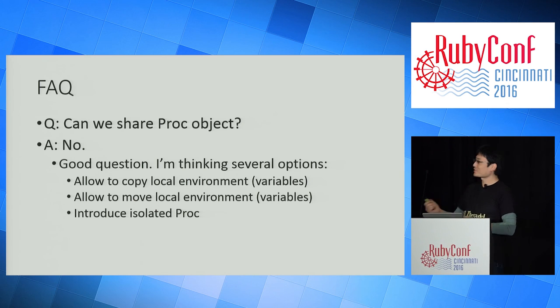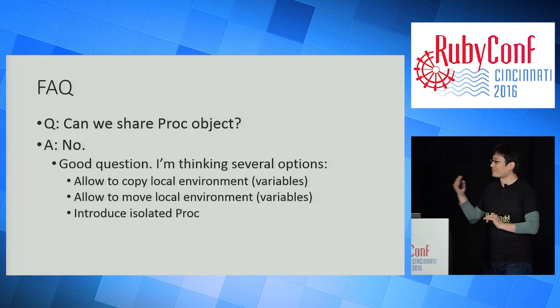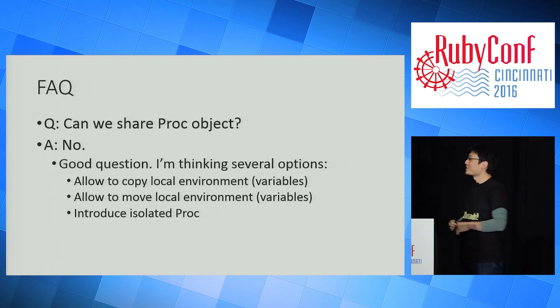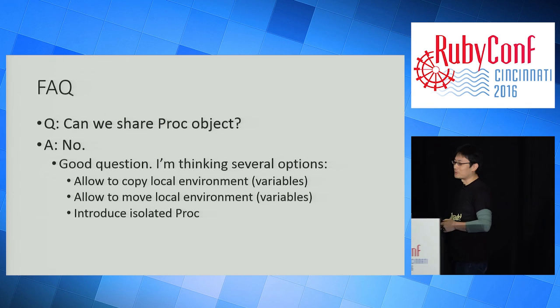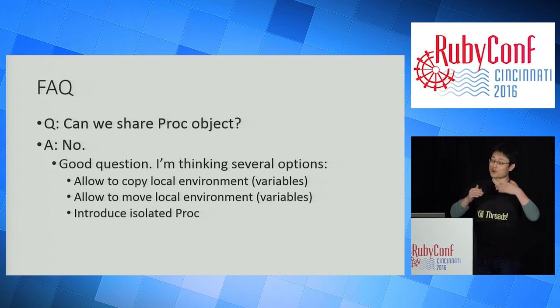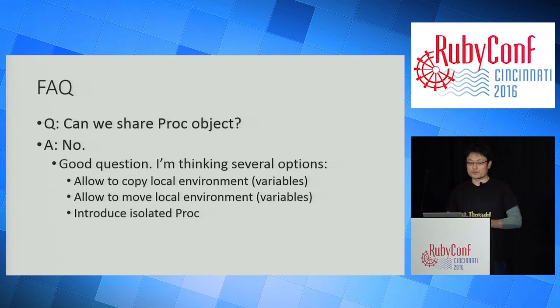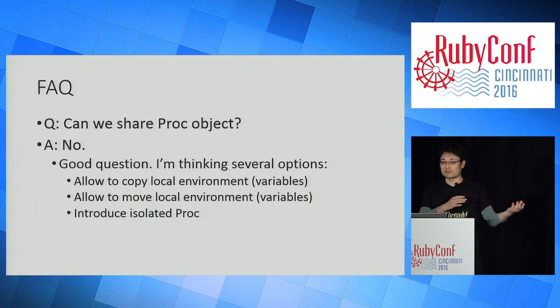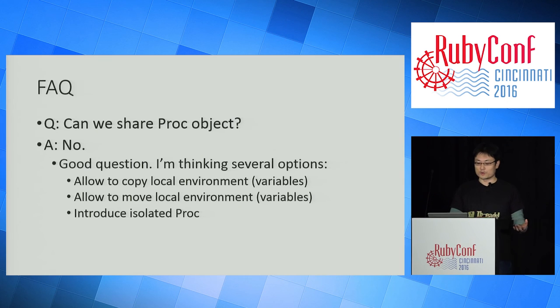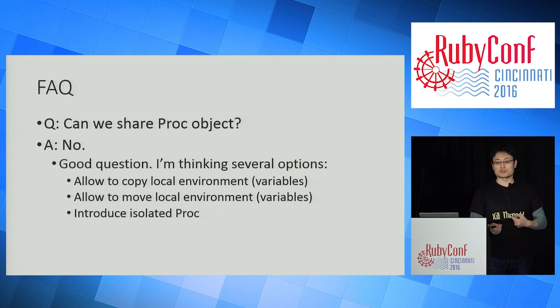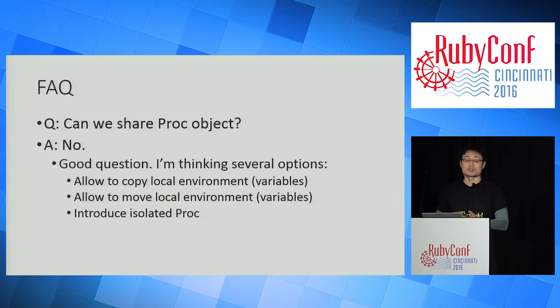Another question is, can we share objects? It is a very detailed problem, but a very big problem. The answer is we cannot share proc objects, because a proc object can rewrite the local variable, and it means that it's mutable data. So we have several options: allow copying the proc object and bindings, or allow moving the local environment or something like that, or introduce some similar abstraction of proc to fit the Guild model.